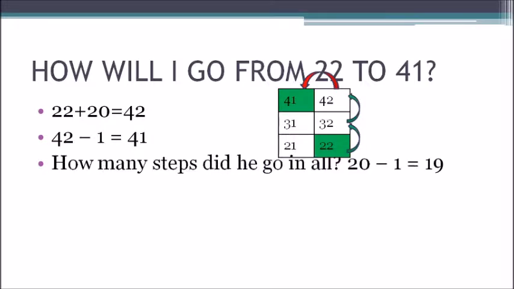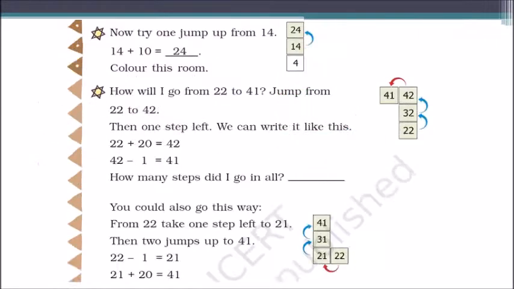So how many steps did he go in all? We went up 20, and 1 step we came back to the left. So 20 minus 1 equal to 19. So in this way you can reach the answer very easily. You can find out the answer in another way also.